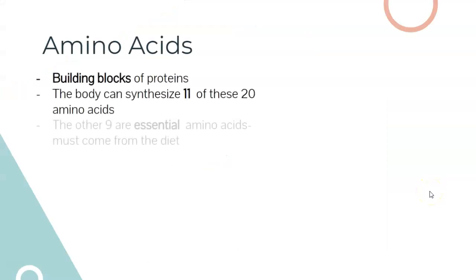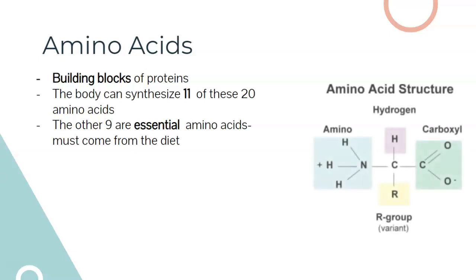So what are proteins made out of? They're made out of amino acids. Amino acids are the building blocks of proteins. They're the little tiny pieces that link together to make up a protein. Your body can make, or synthesize, 11 of these 20 amino acids. There's 20 amino acids, we can make 11. The other 9 are essential, but we have to eat them in our diet.